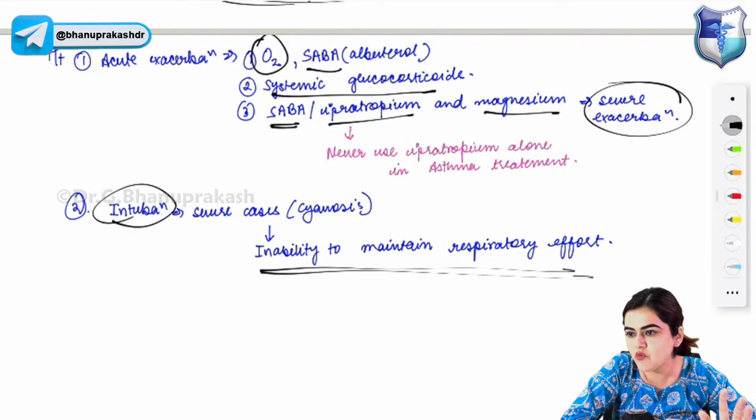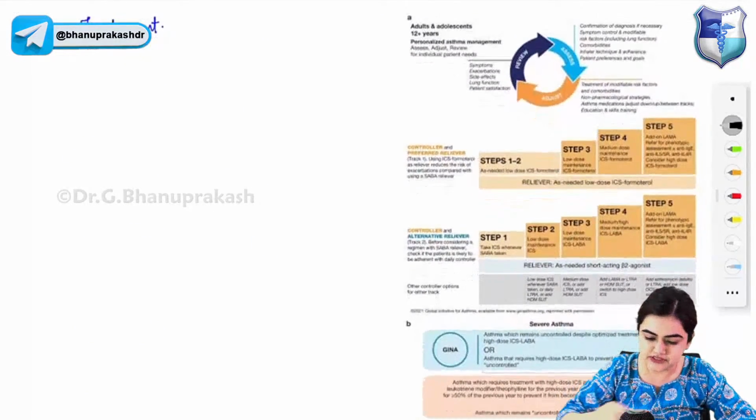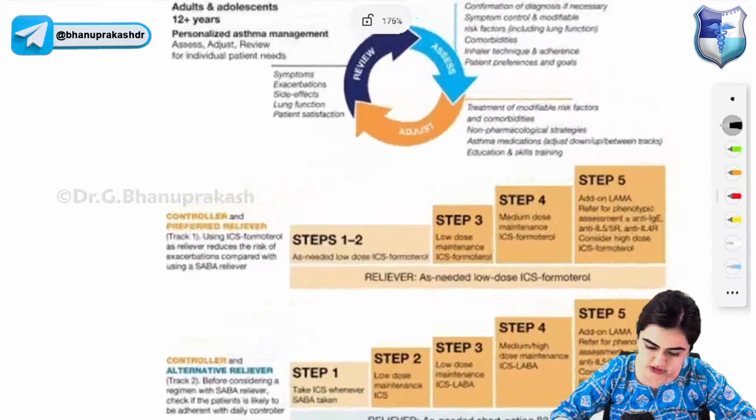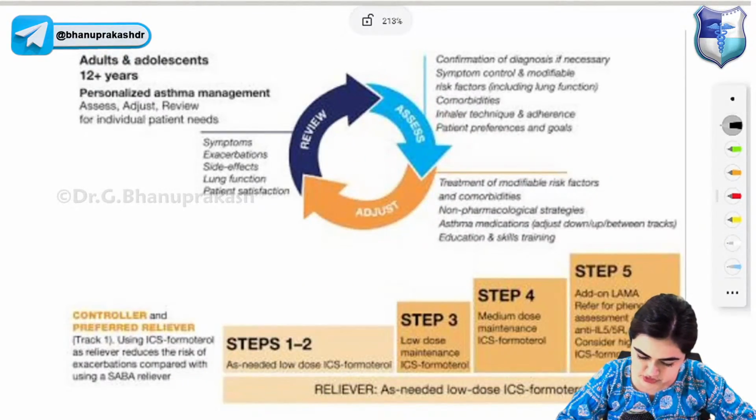Yes, beta blockers are avoided in asthma because they cause bronchospasm. Okay. So let's move to the treatment of asthma. These are the GINA guidelines for asthma. So you can see the updated GINA guidelines for asthma. Let's look at this.